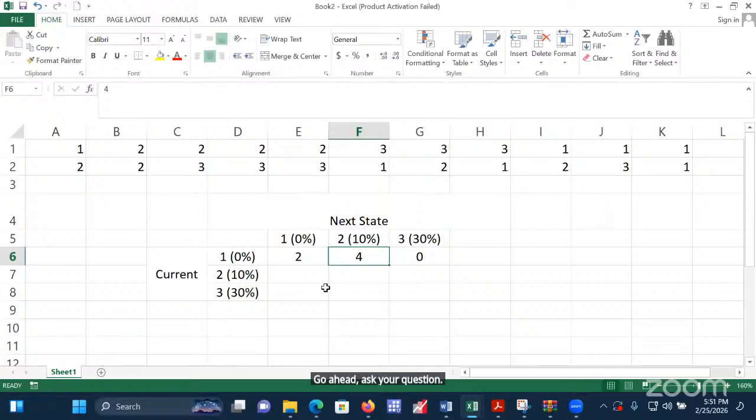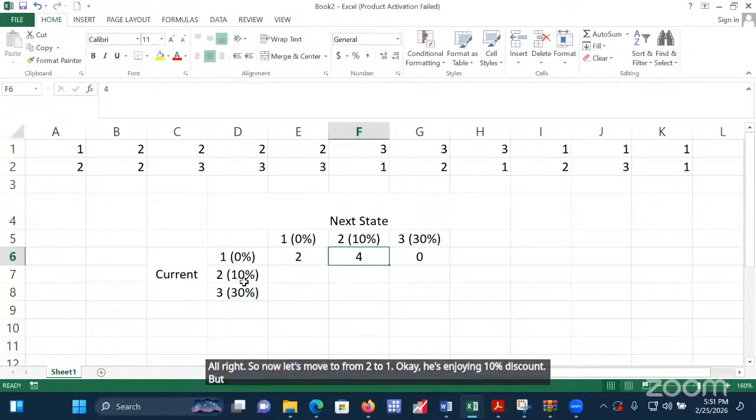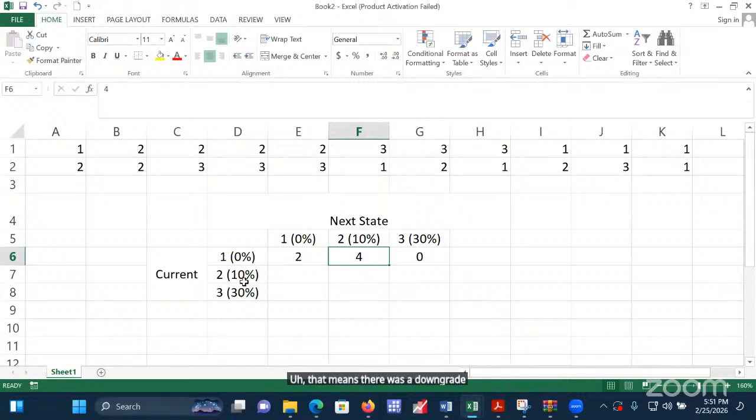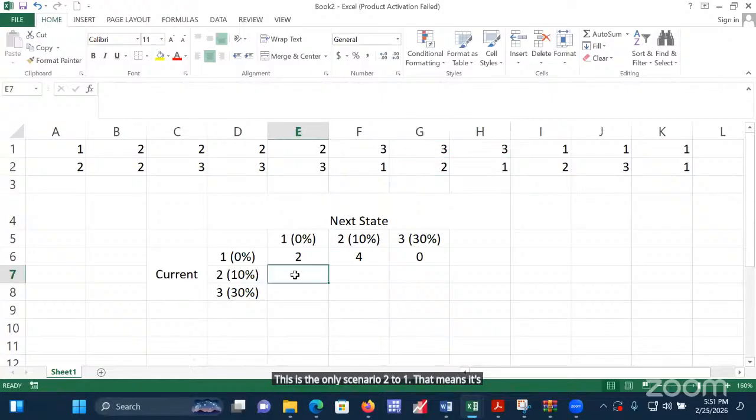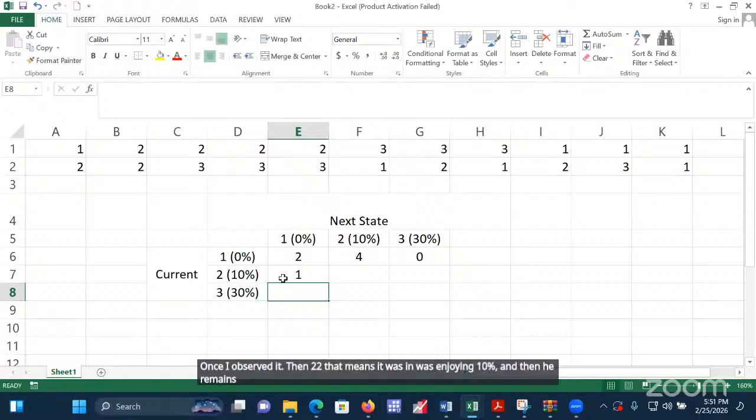All right. So now let's move to 2 to 1. He's enjoying a 10% discount, but in the next period he's now enjoying no discount, which means there was a downgrade. So you notice that it's here that you can see it. 2 to 1 is the only scenario, one that I've observed. Then 2 to 2 means he was enjoying 10% and then he remains at 10%. This is the scenario.